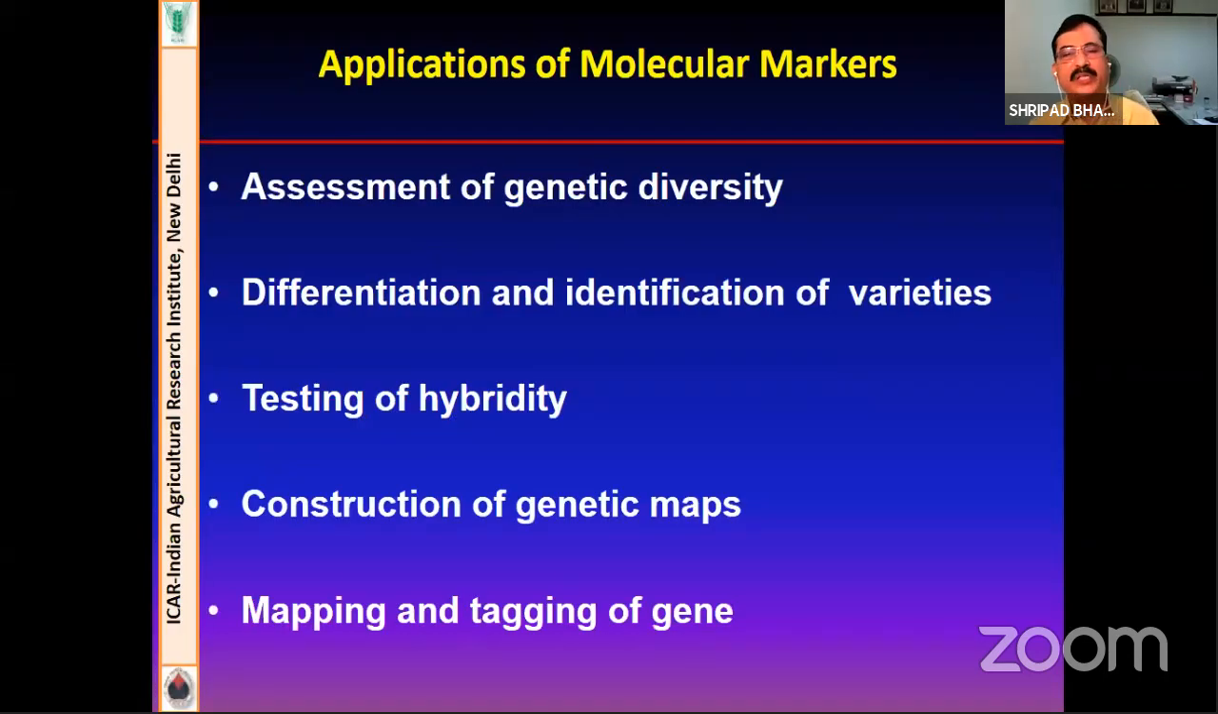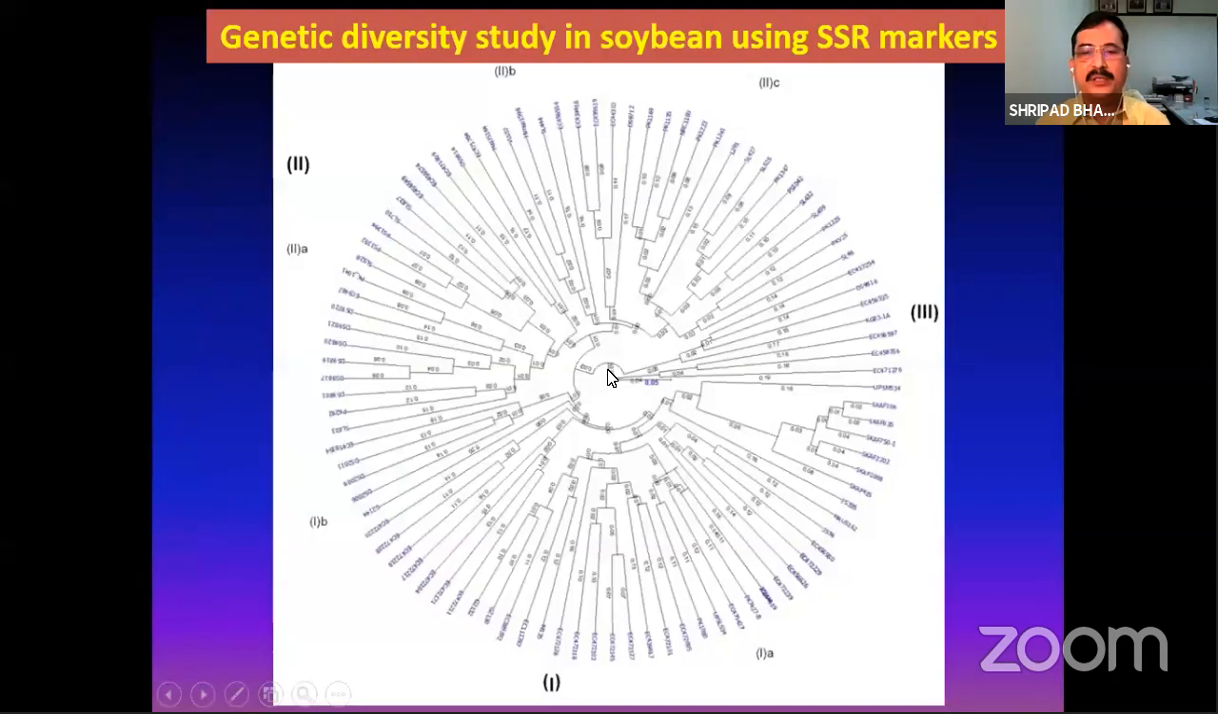Applications, as I already have discussed many things: assessment of genetic diversity, I'll show you one gel, identification of variety, testing of hybridity. Sometimes you make a cross, particularly in self-pollinated crops, and you get the seed, but you are not sure whether that seed is a hybrid seed or a self seed. So you need to test, and that can be done with these molecular markers. Construction of genetic mapping and tagging of genes. So these are applications.